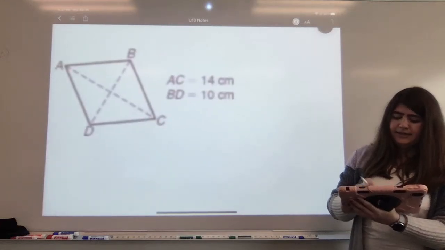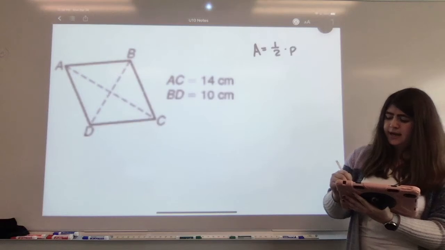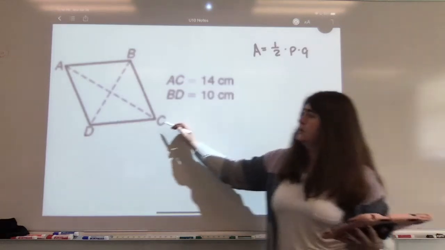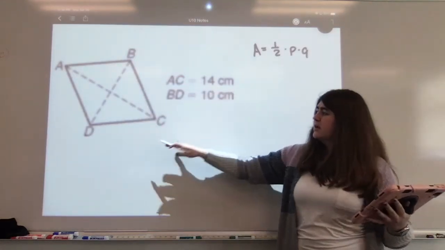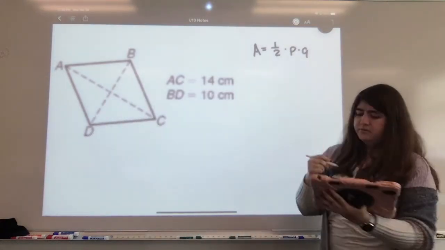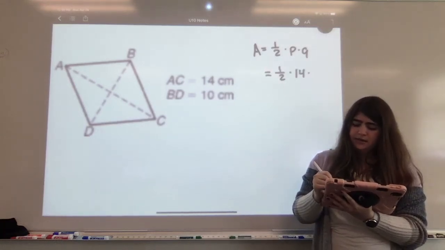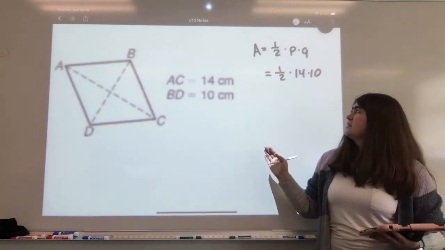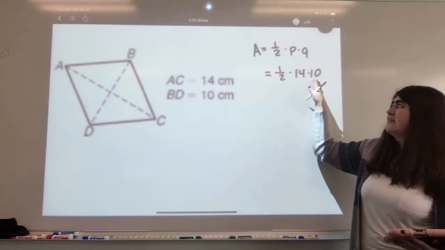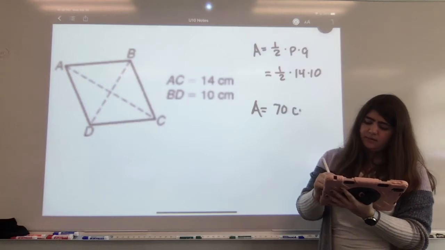Next I have a kite here. The area of a kite is equal to 1/2 our diagonals multiplied by each other. So I have AC marked as 14 centimeters and BD marked as 10 centimeters. So all I have to do is plug in place for P and Q my 14 and my 10. So I have 1/2 times 14 times 10. If we want to make this nice and easy for ourselves, half of 14 is 7. 7 times 10 is 70. So I have my area is equal to 70 centimeters squared.